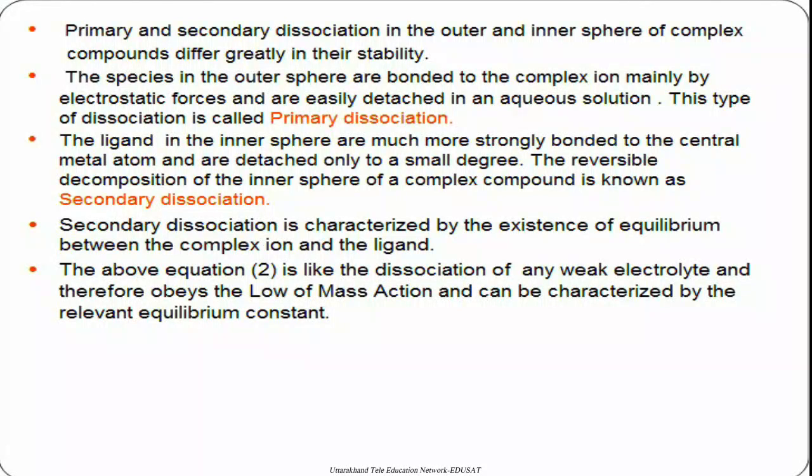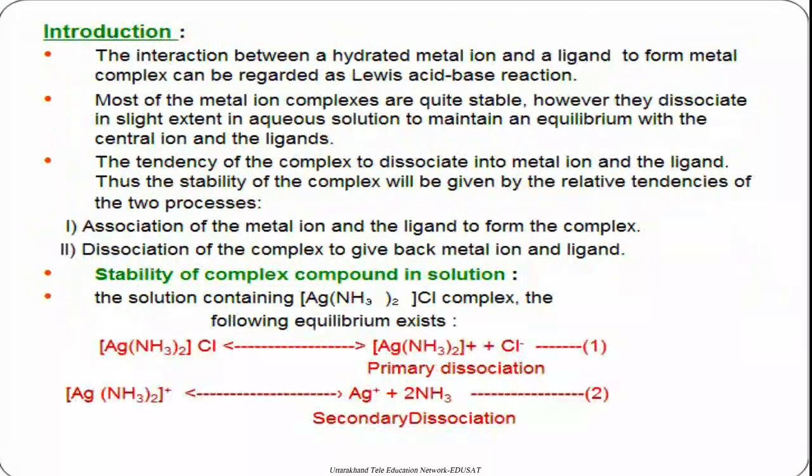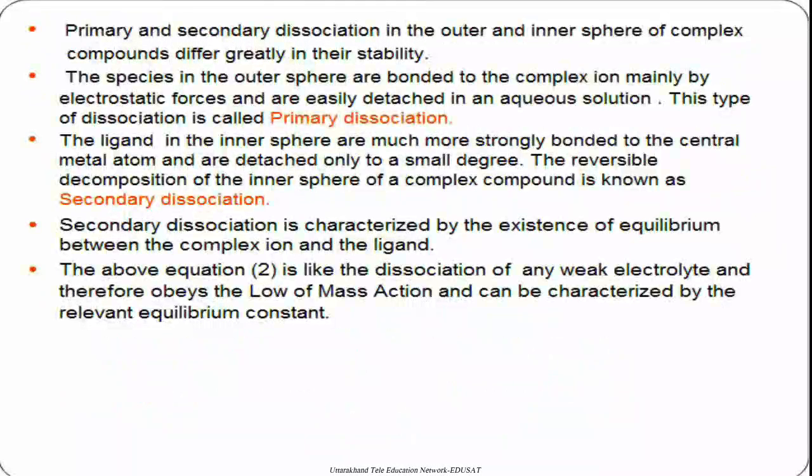The reversible decomposition of the inner sphere of a complex is known as secondary dissociation. The secondary dissociation is characterized by the existence of equilibrium between the complex ion and ligand, as in equation number 2 in the previous slide. Like the dissociation of any weak electrolyte, it obeys the law of mass action and can be characterized by the relevant equilibrium constant. That constant we can define.